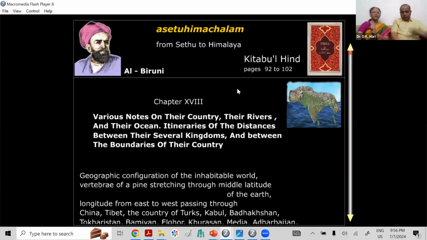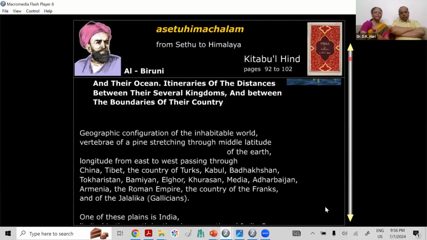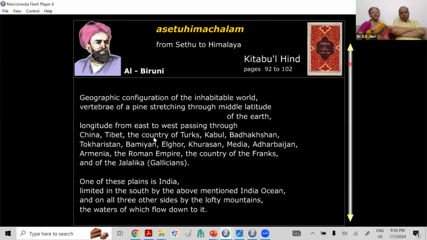So now we come to how Al-Biruni, who comes to India along with Muhammad of Ghazni, describes this geography, and this is what gives us a clue. See, he says longitude from east to west, passing through China, Tibet, the country of Turks, Kabul, Badakhshan, Tokharistan, Bamiyan, Elgor, Khorasan, Media, and all that. Azerbaijan, this is Azerbaijan land, Armenia, Roman. So he goes all the way from China, he traces it.